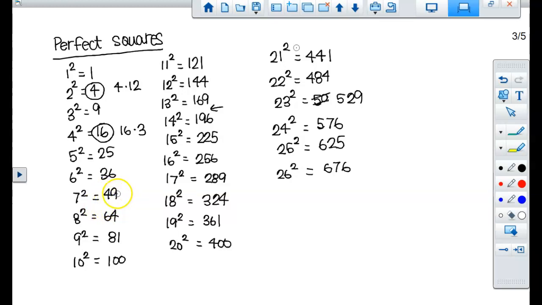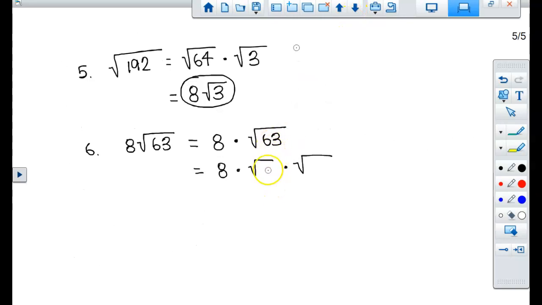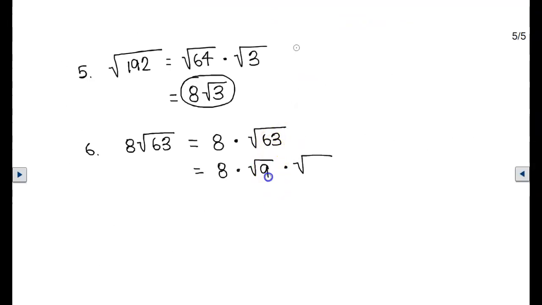I know 63 won't divide by 49. It won't divide by 36. It won't divide by 25. It won't divide by 16. It will, however, divide by 9. 9 times 7, I know, is 63. So I'll head back over here now and I'll take my square root of 63 and make it the square root of 9 times the square root of 7.